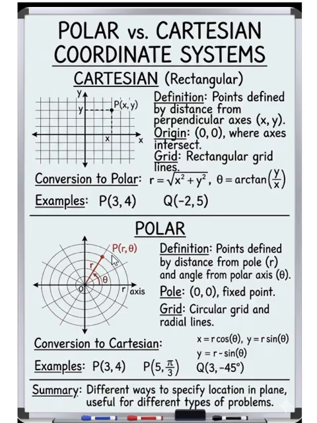That distance is called the radius vector, and that radius vector makes an angle with the x-axis. The angle that the radius vector makes with the x-axis is represented by theta. Now, if the given point is in polar coordinates, we can convert it into the Cartesian system.